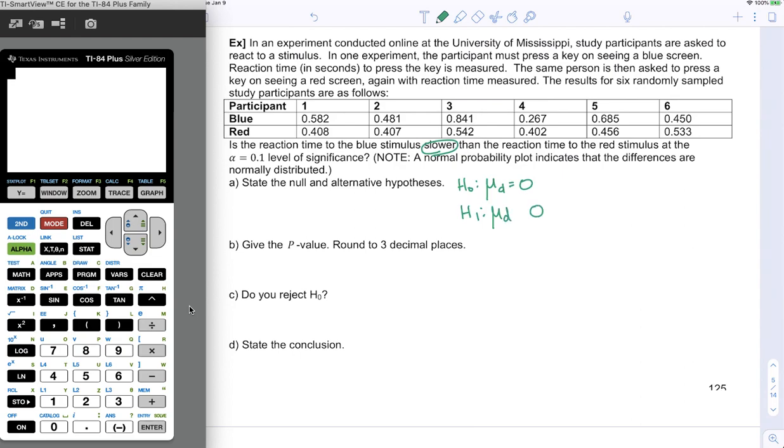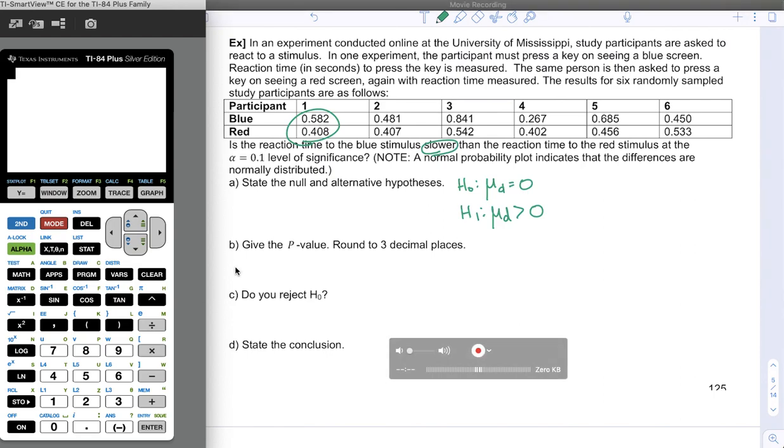Well, it's asking if the reaction time to the blue stimulus is slower. So let's just take a look at one of the participants where that is the case. Participant 1 had a slower reaction time to the blue stimulus. They reacted in 0.582 seconds to blue and 0.408 seconds to red. So one thing to keep in mind is that we'll be subtracting these values, and when we do subtract those values, we get a positive number. That kind of gives us a hint that our alternative hypothesis should be a greater than 0 hypothesis. I'm also going to show you how to check that in your lists and in your summary after you do your stat test.